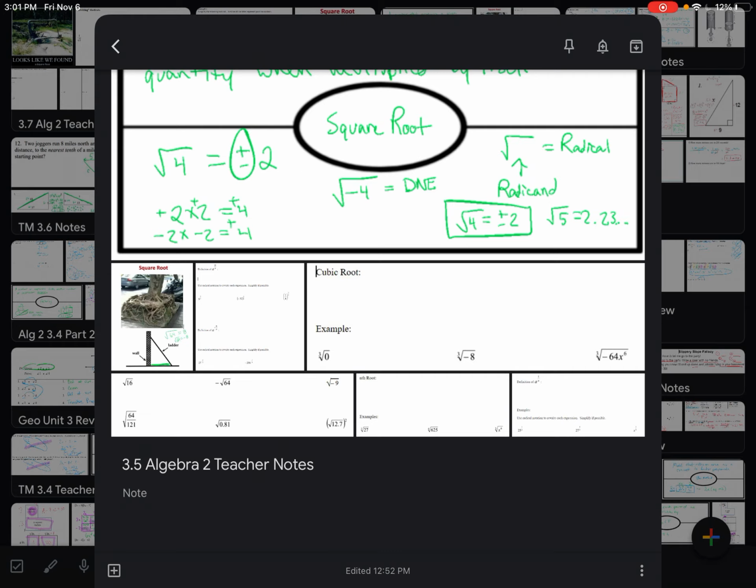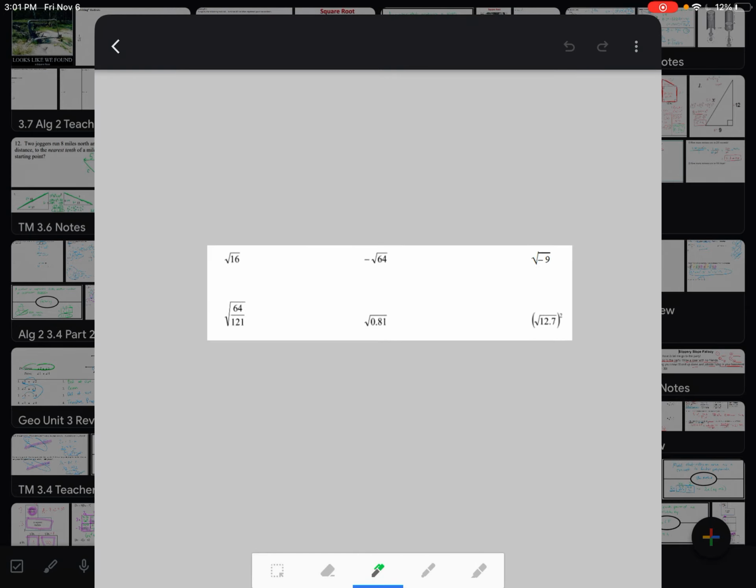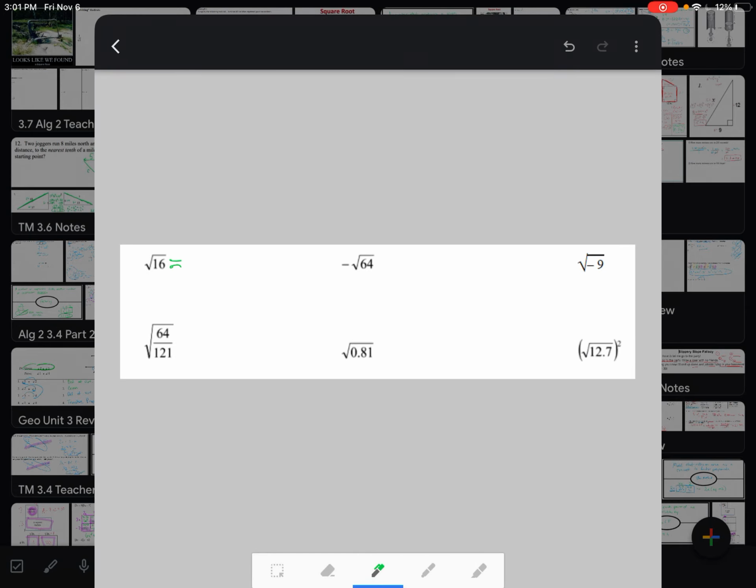All right, so now we're going to start going in a little bit more closely into some of our examples.